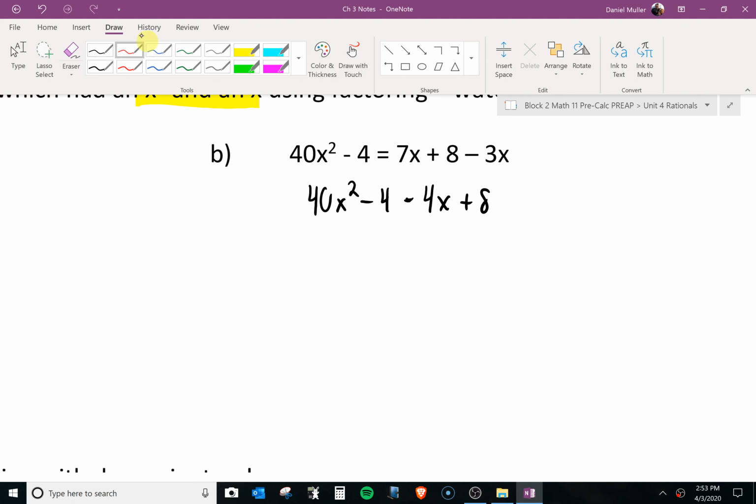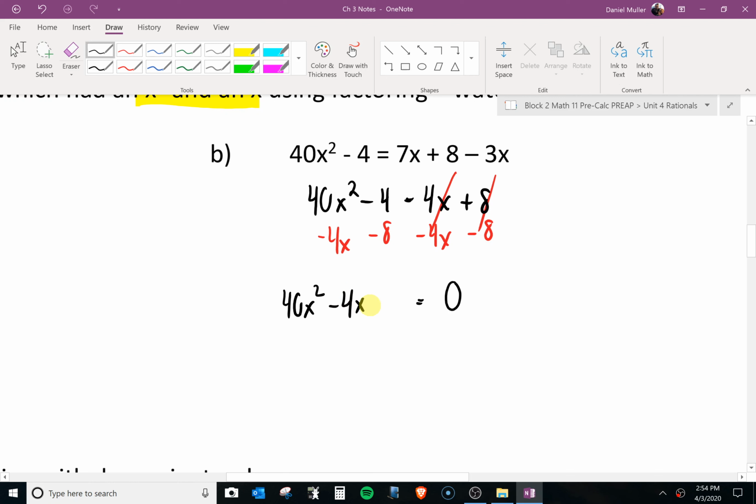Now I can bring this over. I can bring the negative 4x over here. It has nothing to go with, so I'll just put it here. And I can minus the 8 over, and I'll put that 8 with this 4 here. So on the right hand side, I've eliminated everything, giving myself a 0. I have a 40x squared, and I'm not subtracting anything. I've got that negative 4x, but it can't subtract from anything, so I'll just leave it there. And the negative 4 and the negative 8 are alike, so I can combine them and get negative 12.